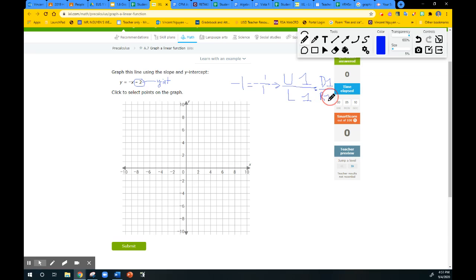So when you turn around, everything is completely opposite, right? So instead of up, you go down. Instead of right, you go left. Either way you do it is fine. Okay.